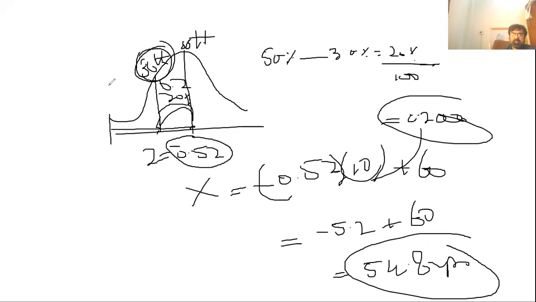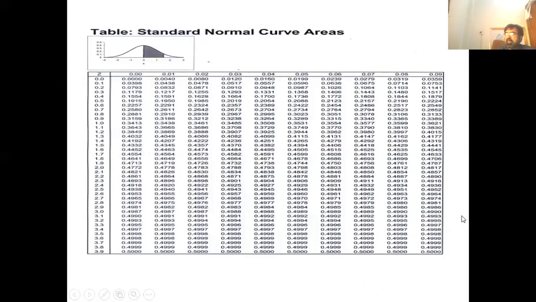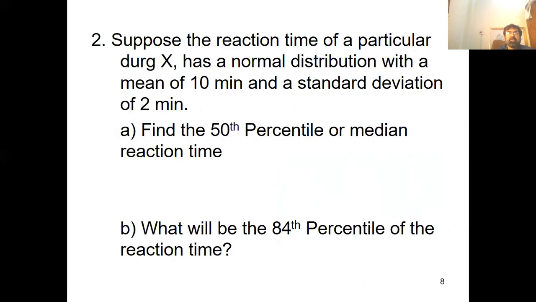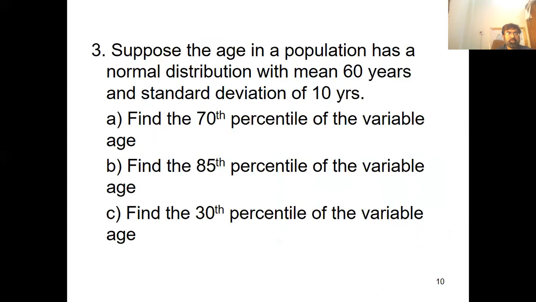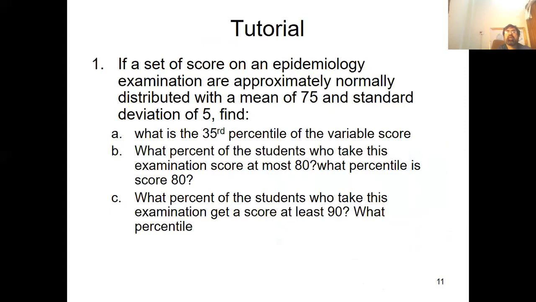Now move on further to make your concepts clear about the normal, the percentile and the normal distribution. If a set of scores on an epidemiology examination are approximately normally distributed with a mean of 75 and a standard deviation of 5, what is the 35th percentile of the variable score? What percent of the students who take this examination score at most 80, and what percentile is score 80? What percent of the students who take this examination get a score at least 90, and what percentile is score 90? Now the scenario is somewhat different from the previous one.